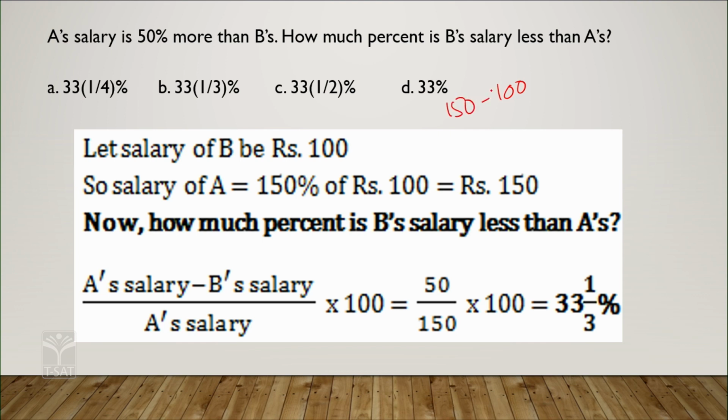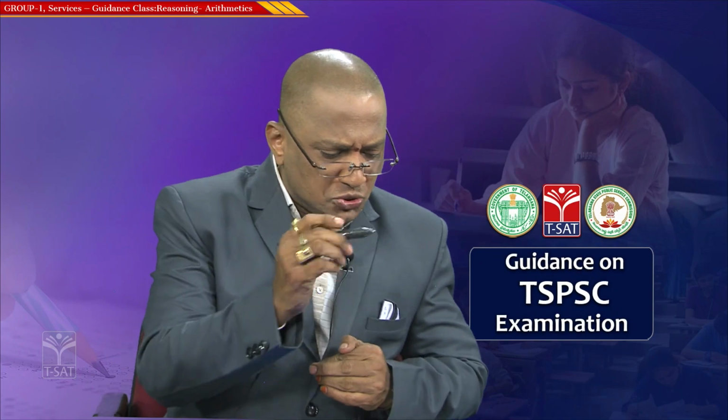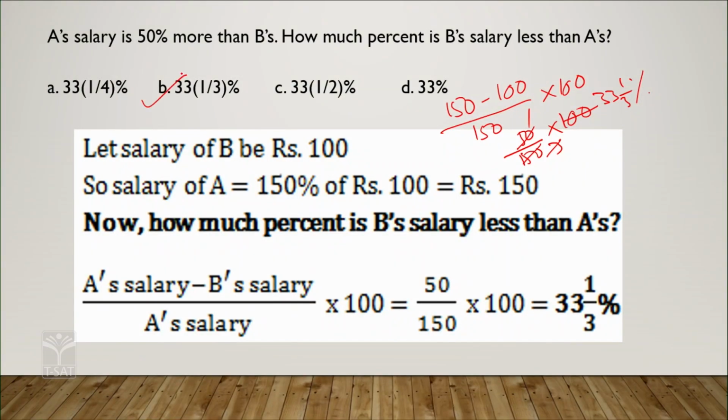150 minus 100 by A's salary, which is 150, into 100. So simply, 150 minus 100 is 50, by 150 into 100. 50 ones are 50, 3 ones are 3, it is 33 and 1 by 3%. Means B's salary is 33% less than A's salary. Is it clear? So, you can choose option B as the correct answer.